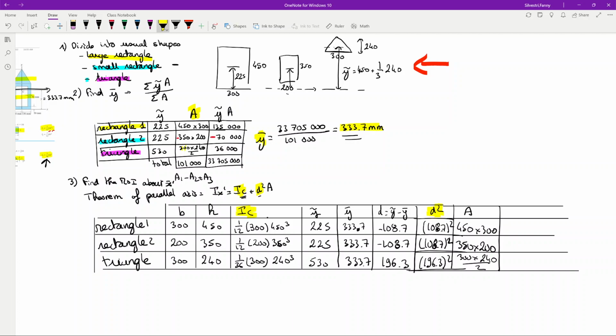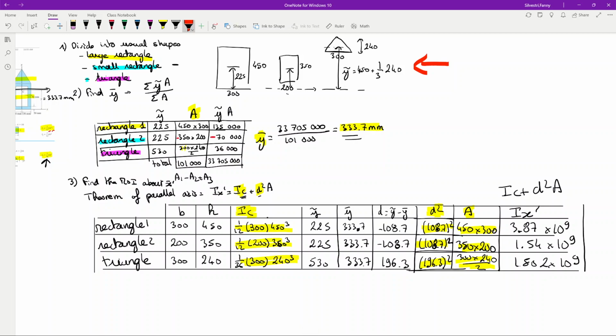Now I can find the I x prime, and what you do is IC plus d squared times A, and you use these values for each of the shapes. I will just write the total values. They are very long values, so I will use scientific notation. So 3.87 times 10 to the 9, 1.54 times 10 to the 9, and 1.502 times 10 to the 9.